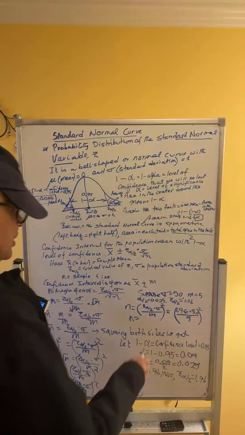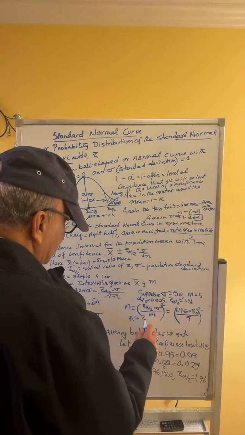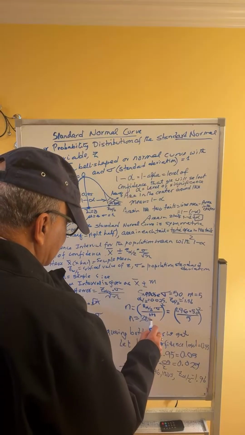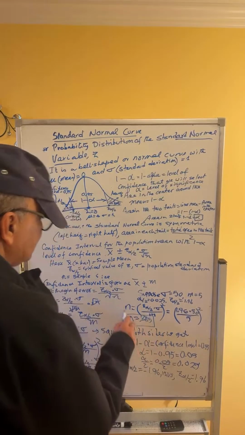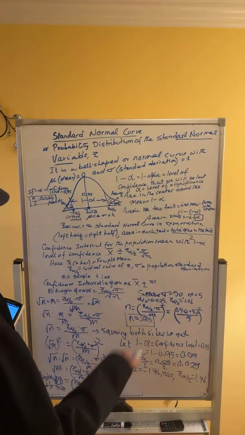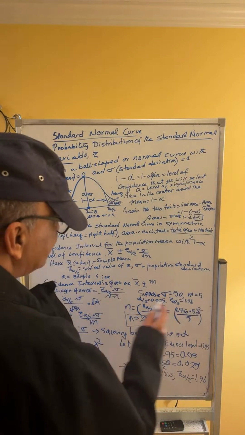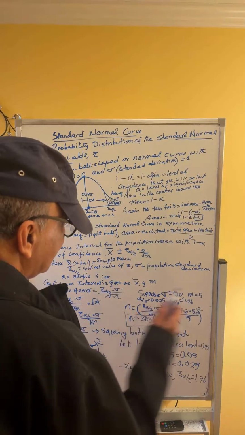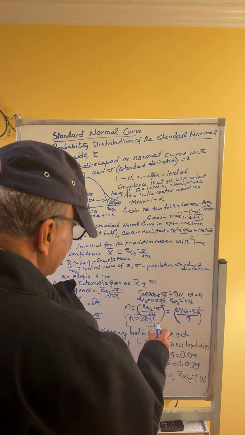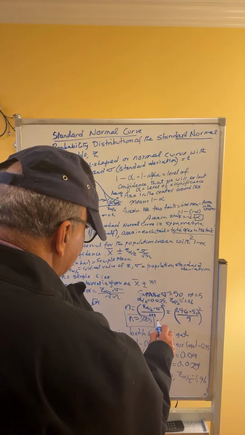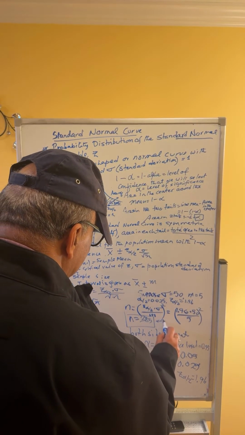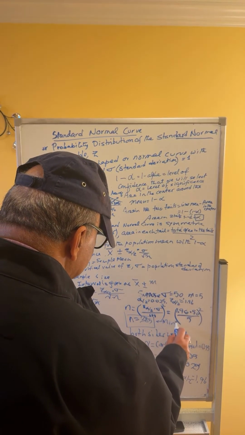We do not round it down, we move it up. n is equal to 385. So the minimum sample size necessary to maintain a margin of error of 5, when the standard deviation is 50 and with 95% confidence, is 385. This is your minimum sample size.